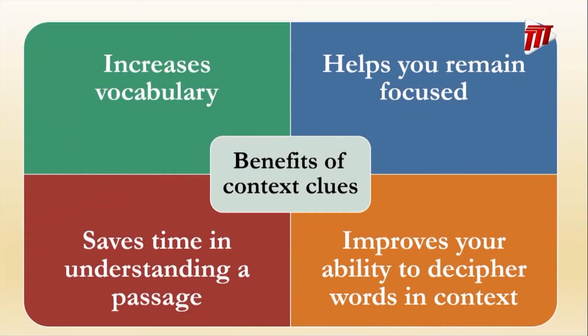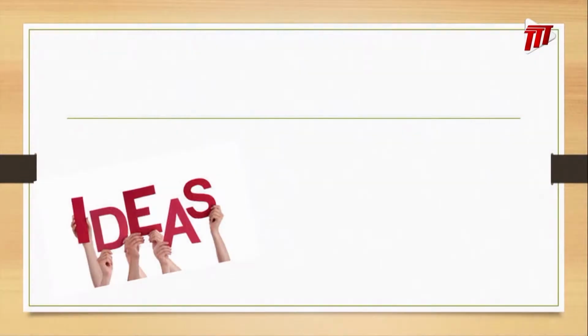And it improves your ability to decipher words in context. So you become a better reader. You understand things in a better way when you understand how to read clearly and how to understand words in context. Let's go to the different types of context clues.